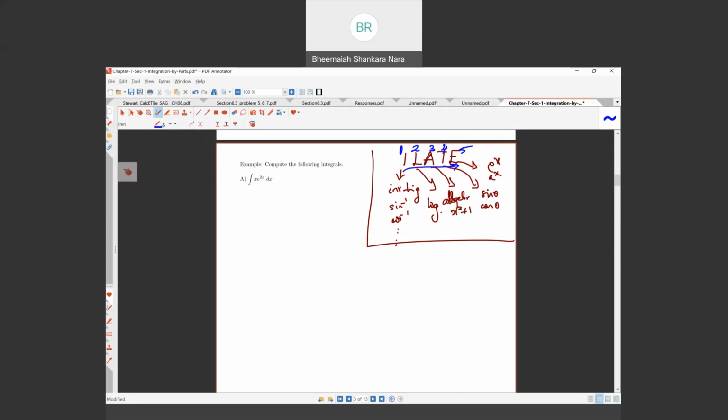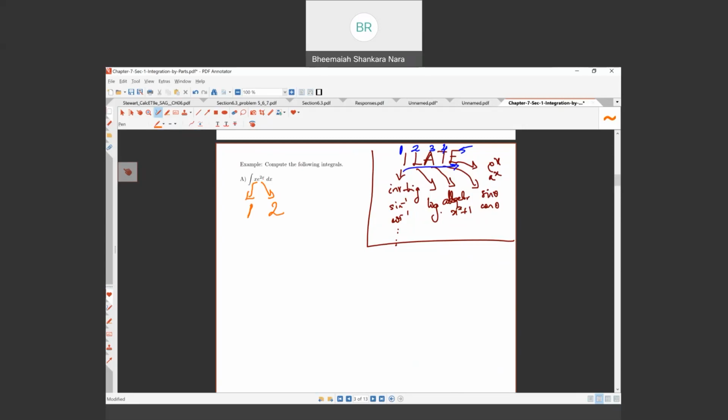So now let's read this function carefully. x is the algebraic function and e to the 2x is the exponential function. If we read our ILATE rule, we see algebraic leads exponential. So let me name the algebraic function as our first function and the second function is the exponential function.